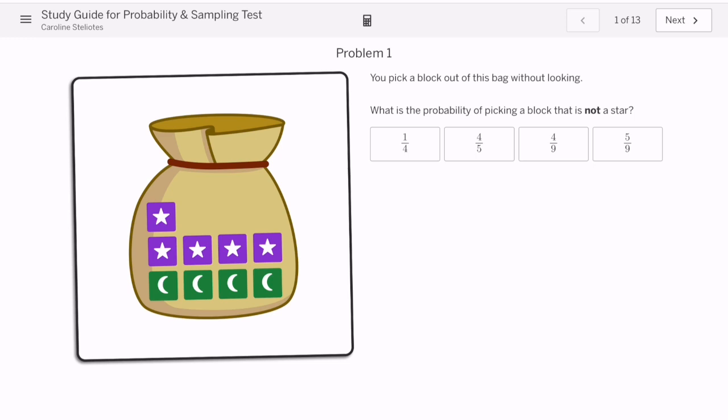Okay, problem 1, you pick a block out of this bag without looking. What's the probability of picking a block that is not a star? So looking at this, we have 1, 2, 3, 4, 5 stars, and 4 moons that are not stars, so the probability is going to be 4/9. Okay, this is just like a multiple choice question. You choose that, you move on.